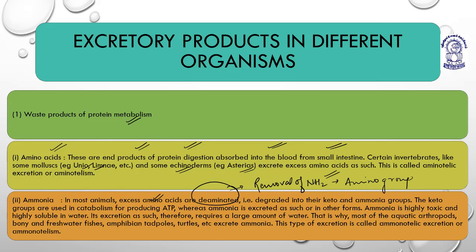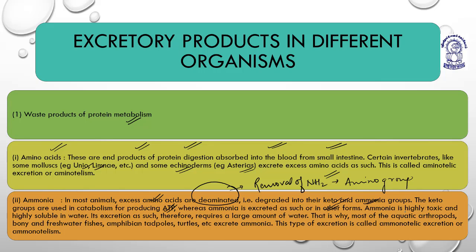That is degraded into their keto and ammonia groups. In most animals, especially with amino acids, they are deaminated, with removal of the NH2 group, and degraded into their keto forms. The keto groups are used in catabolism for the production of ATP, adenosine triphosphate, whereas ammonia is excreted as such or in other forms.